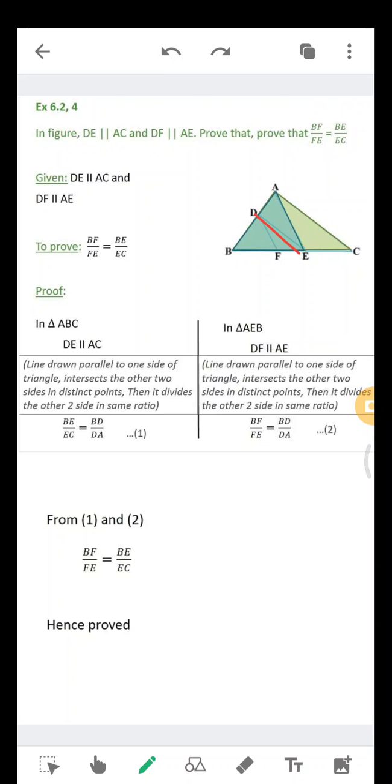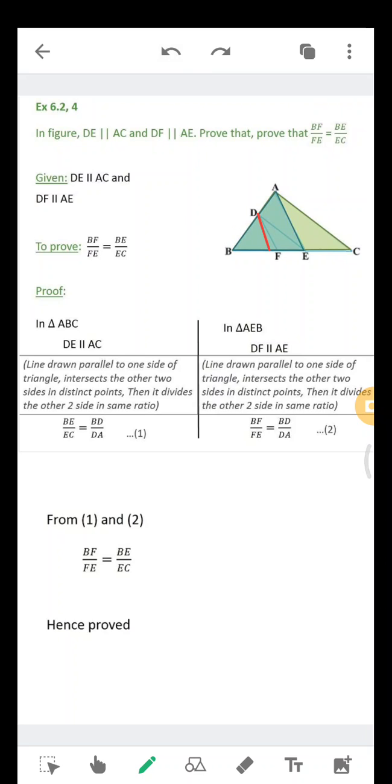Then again I'll take triangle ABE now. In triangle ABE, you know which line is parallel in this triangle? You can see DF is parallel to AE. So when DF is parallel to AE, I can say by BPT, BF by FE is equal to BD by DA. Very simple. We are applying BPT twice, so we are getting 2 steps here.